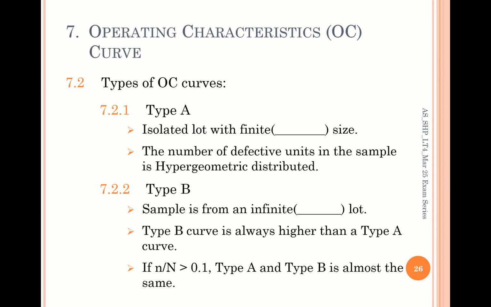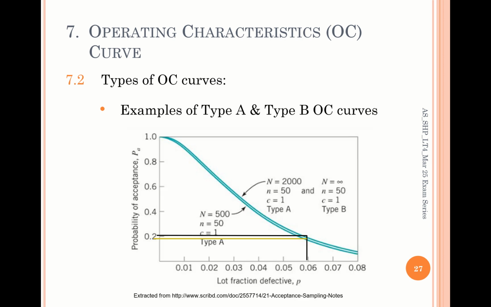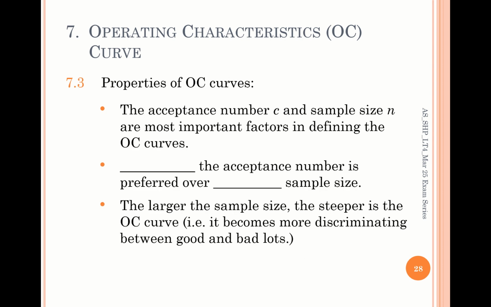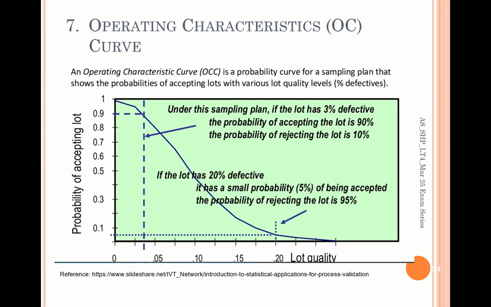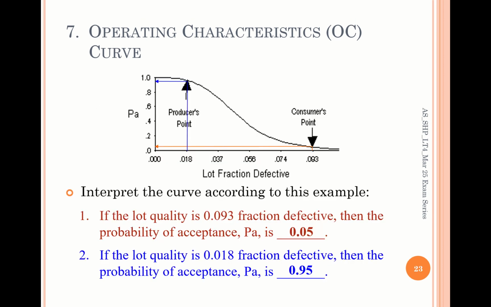And then among the OC curves, there's type A. This one is for small size, type A. Type B is for very huge lots, where your population is very big. That's not much difference actually, but slightly different. This curve has many shapes and sizes. It can be lower gradient, more steep, less steep, and so on.